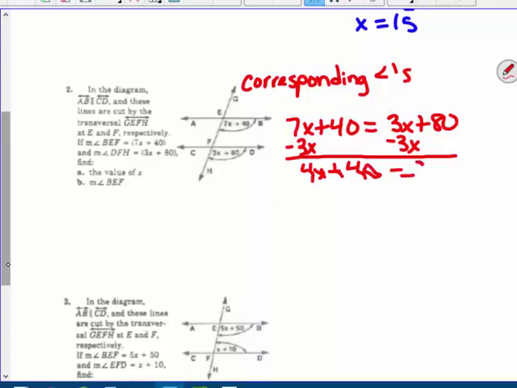Oh, my board. Equals 80. Sorry about that.